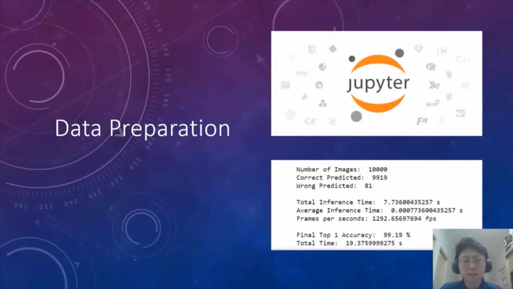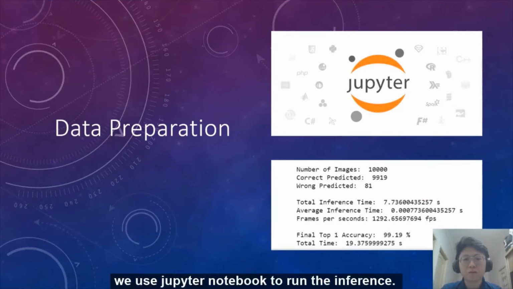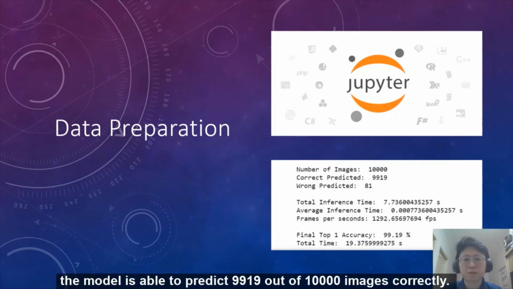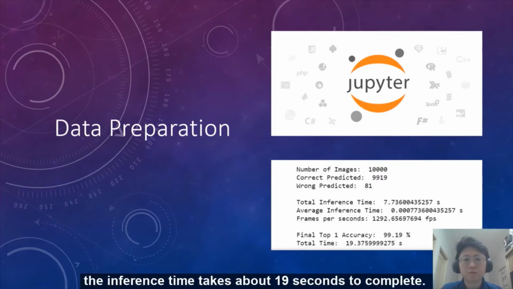In order to test the accuracy of our model, we use Jupyter Notebook to run the inference. By using 10,000 images as the test inputs, the model is able to predict 9,919 out of 10,000 images correctly. The accuracy comes out to 99.19%, and the inference time takes about 19 seconds to complete.